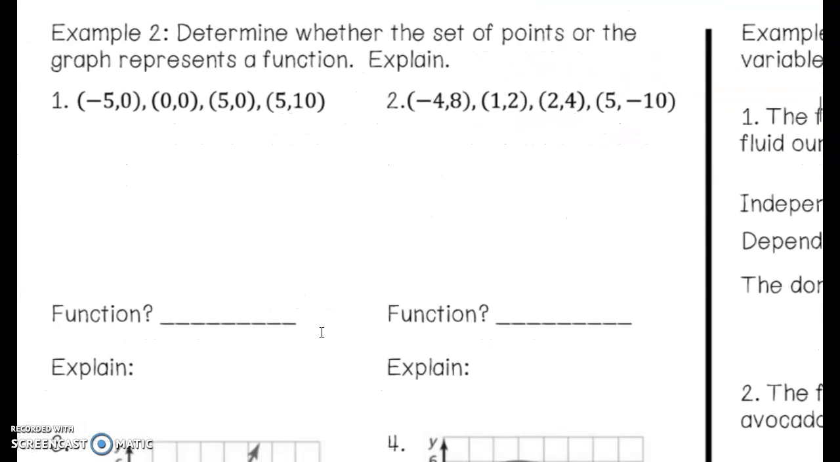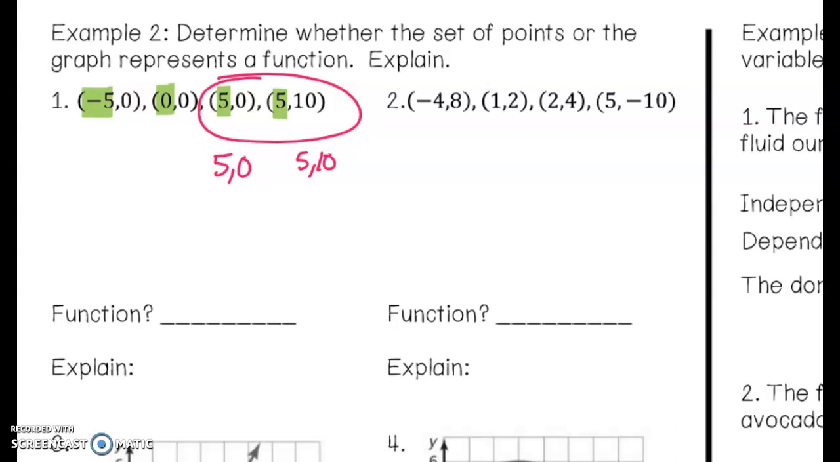The first example says determine whether the set of points or the graph represent a function. All right, so if you look at this, remember what we did yesterday is we look at the x values. Here are x values, and these two give me a problem because this is (5, 0) and this is (5, 10). So when I plug 5 into the function, I get 2 different outputs. So it is not a function. Is it a function? No. I'm going to say the input of 5 gets 2 different outputs. Each x value can only have one unique y value assigned to it.